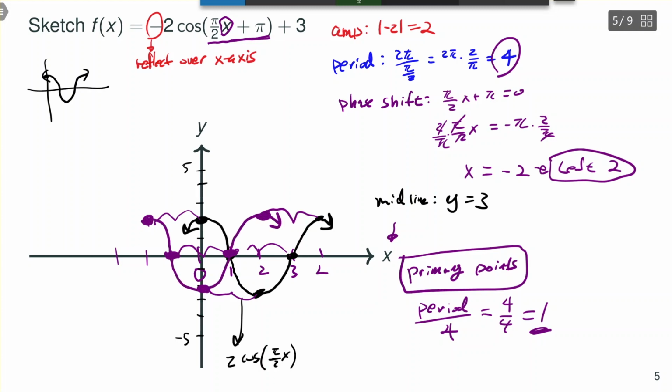Okay, so then again, draw an arrow. So let me mark it. This purple graph is with the phase shift: 2 cosine pi over 2x plus pi.